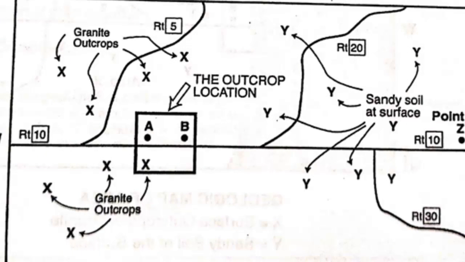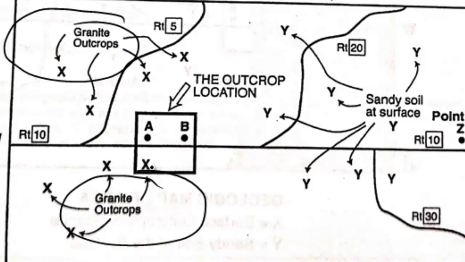it. Now, during our drive in the area, we notice that the areas along routes 5 and 10 west of our outcrop location have granite at the surface. So we have granite at the surface. And there's no overlying sandy soil, just bare rock. However, to the east, along Route 10 and along routes 20 and 30, the land is quite flat and you see only sandy soil at the surface.